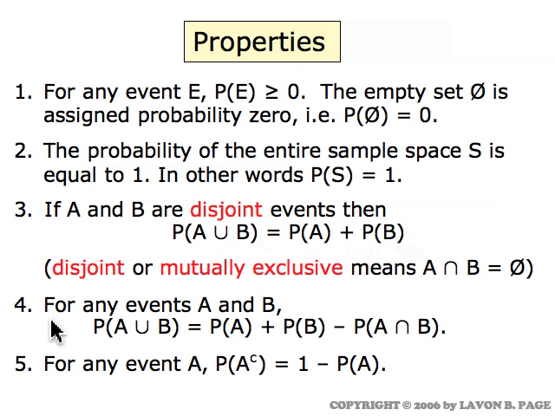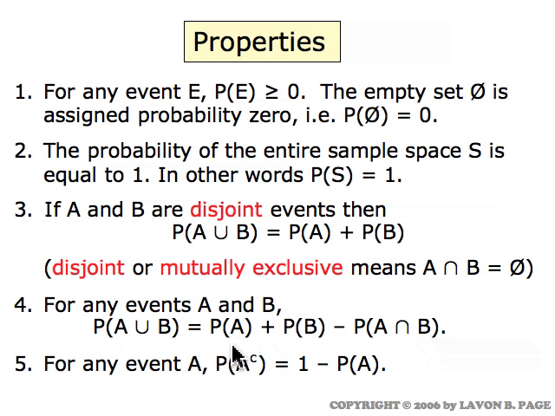The fourth property handles the case where you do have overlapping sets. If A and B do overlap, then their union has to be calculated as the sum of their probabilities minus the probability of the intersection. And if you think about it, this formula is very similar to a counting formula that we had back in Part 4. Remember, we had as one of our counting formulas the number of elements in the union of two sets is the number in the one plus the number in the other minus the number in the intersection. This is the corresponding statement for probabilities.